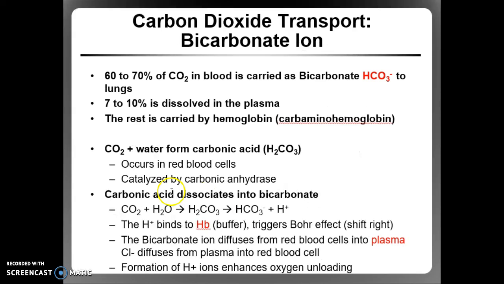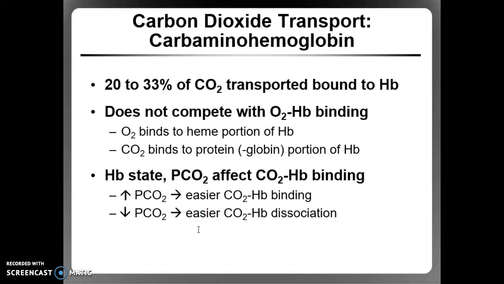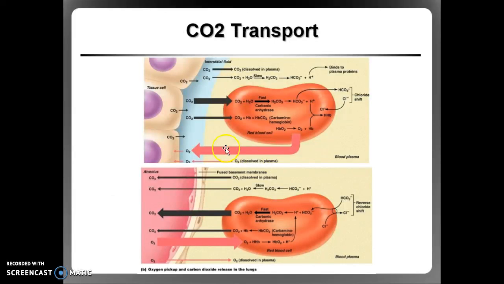So as you can see, here's CO2. It's carried as a bicarbonate ion. This hydrogen ion, okay, is carried as hemoglobin, but we can also have CO2 transported to hemoglobin, which binds to the globin portion. The heme portion is what oxygen binds to. And then here's just a nice little picture for you guys to take a look at. And that will be today's lecture.